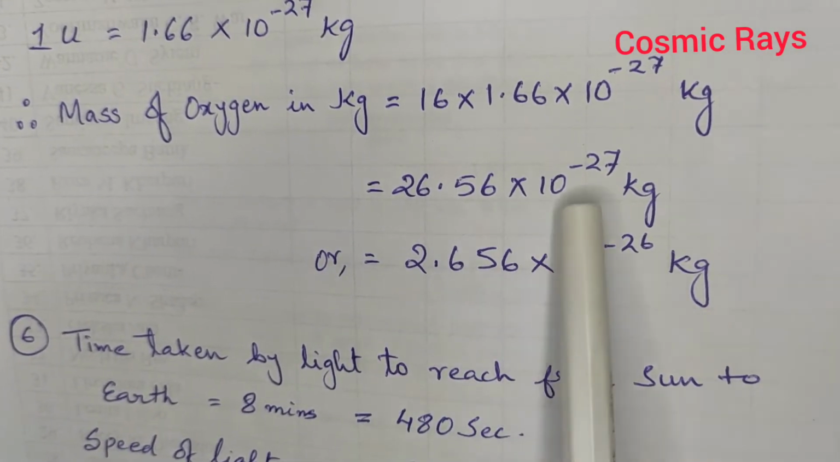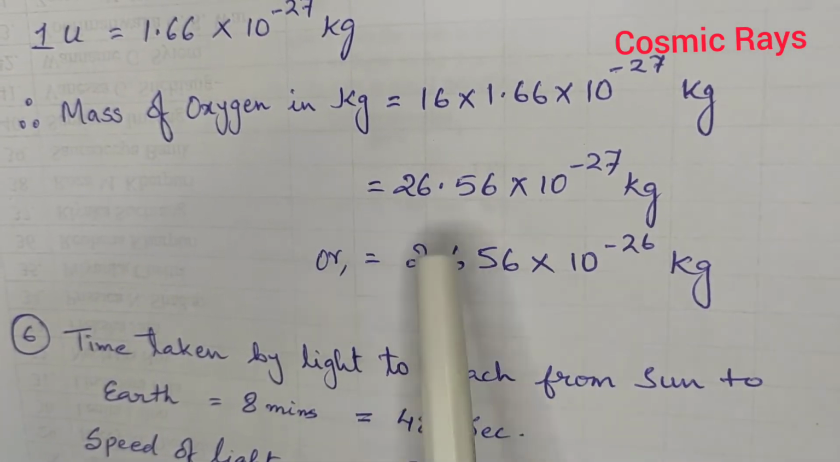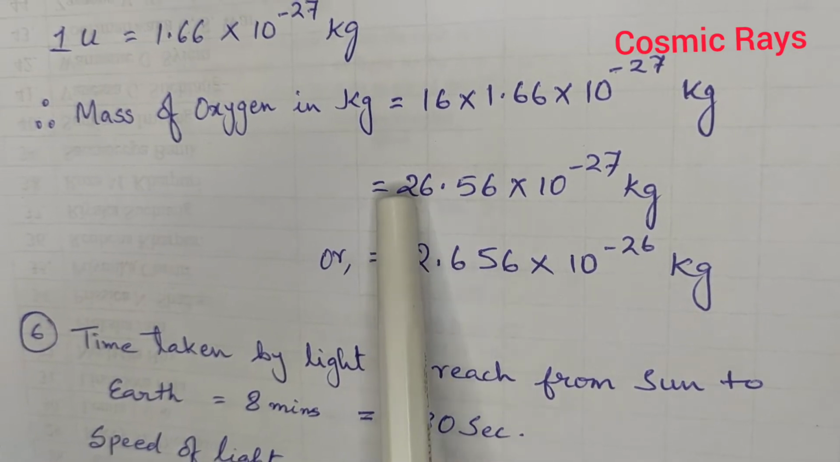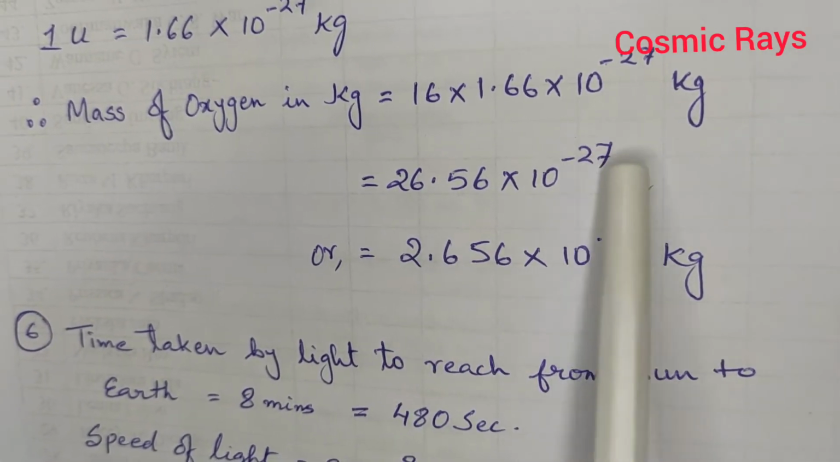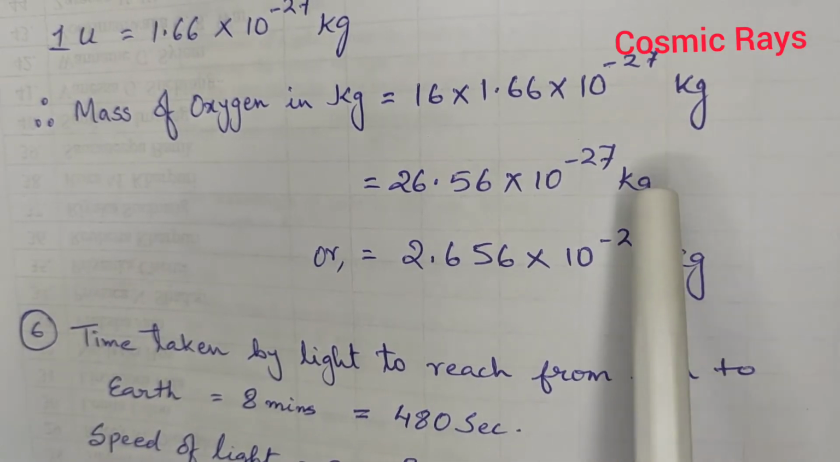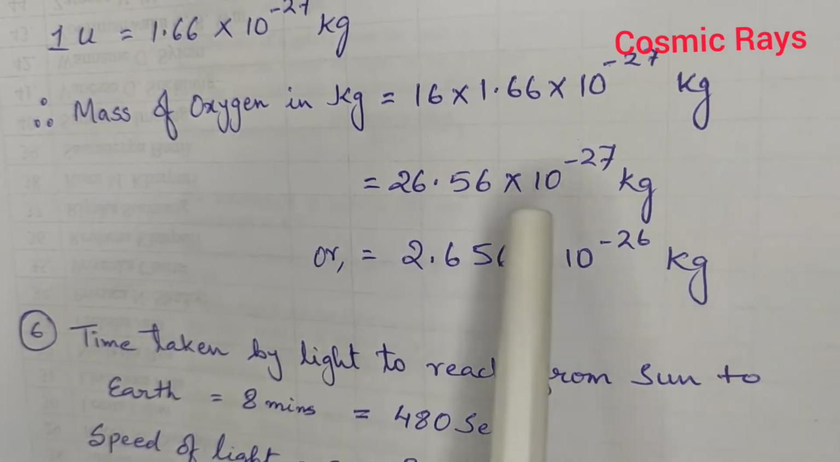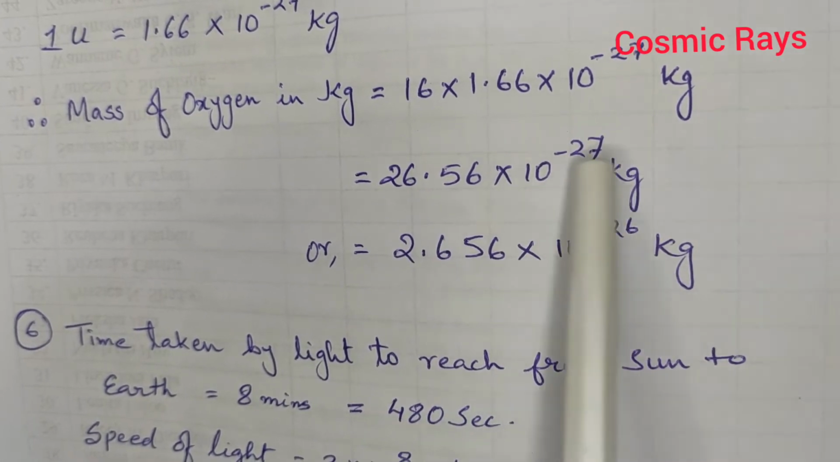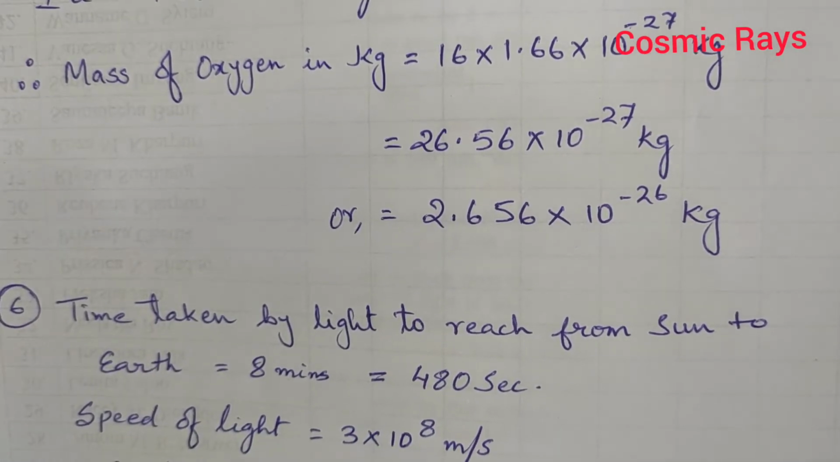26.56 into 10 raised to the power minus 27 kg. We just shift the point this side. So from 27 it becomes 26, because minus 27 means this is in denominator. So we are shifting the point, so it becomes 1 less.